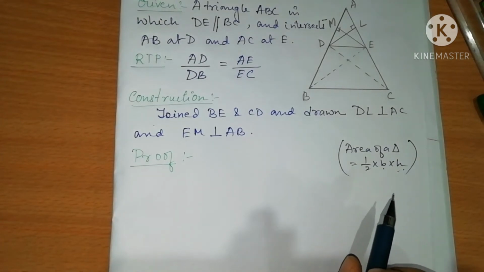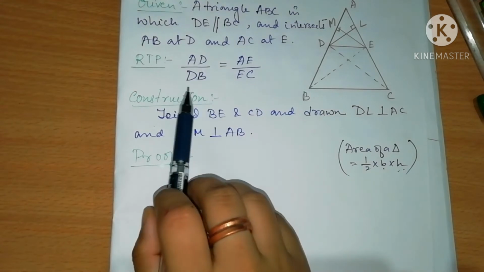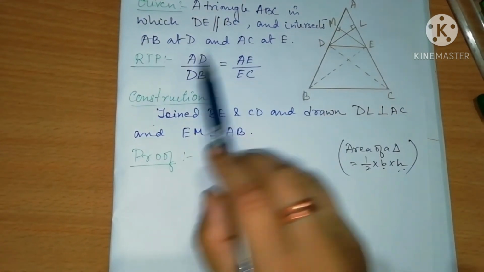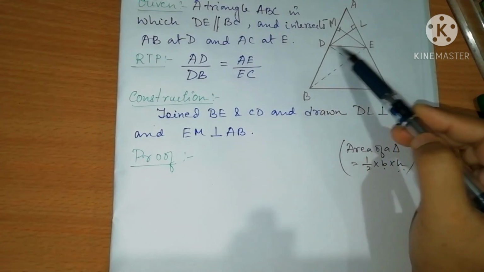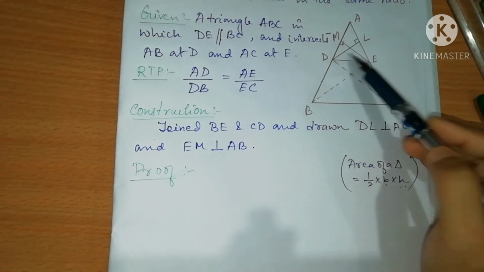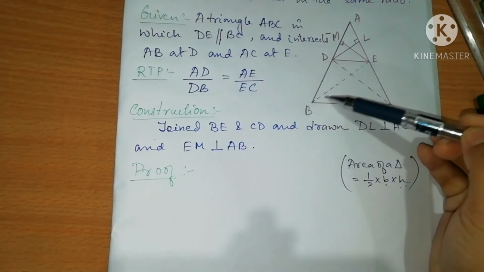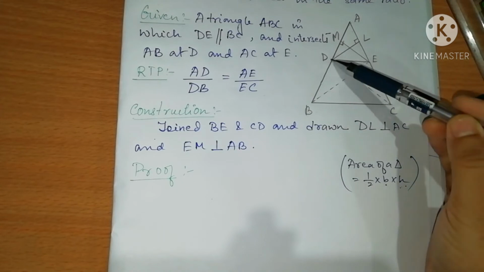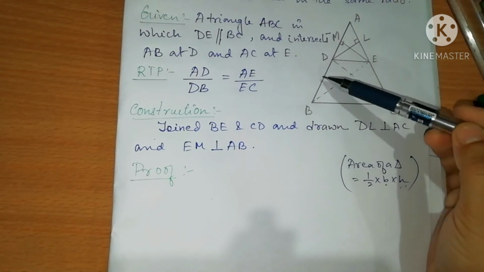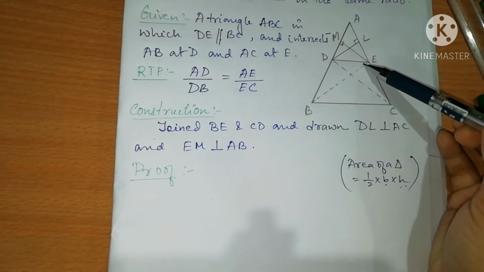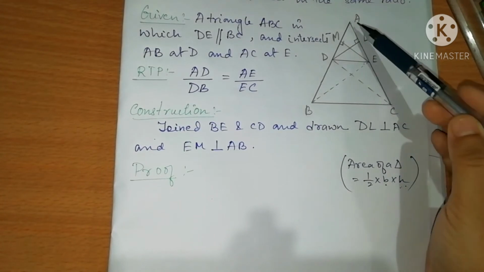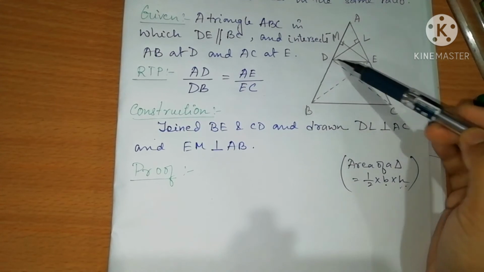As we need to prove AD by DB and AE by EC, let us see AD. We will get AD in the triangle ADE. DB we are going to get in this triangle DBE. So we are going to take the triangles ADE and BDE, these two triangles, and from these two triangles we will find the area.